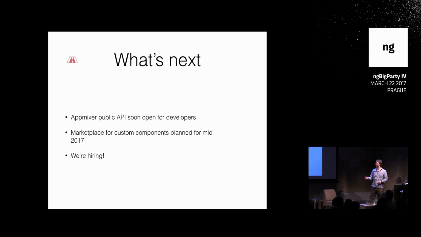So what's next? Appmixer, we are going to open the public API soon for developers. And in the middle of this year, somewhere July, we'll be launching a marketplace for custom components. So anyone can contribute new components to the system for other users to use. We'll be super happy if you guys have any feedback, or if you'd be interested in helping us building new components, or if you have some interesting use cases for applications that could integrate Appmixer.